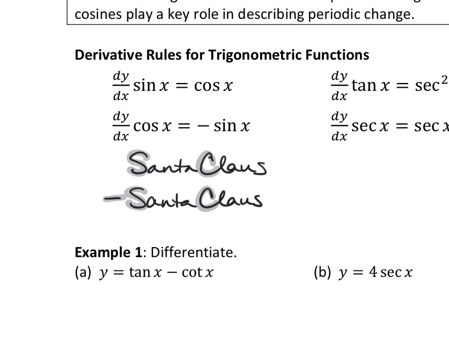So there's 4 formulas including the first 2. It's just a visual way to remember these two rules. These 2 formulas and then 2 hidden ones. So the derivative of negative sine is negative cosine, because it's on the negative Santa Claus one. Derivative of negative cosine, positive sine.